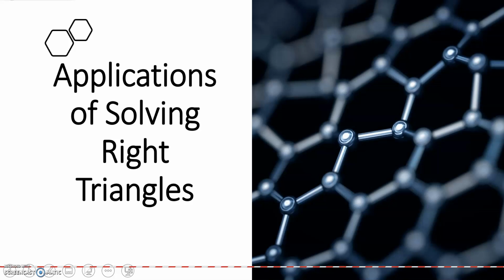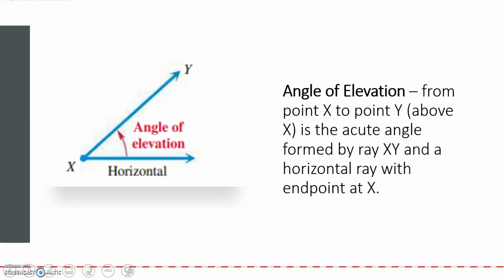But before we look at some examples, there are two terms that we need to know that are usually used a lot in solving right triangles. And the first one is the angle of elevation. This is basically from a point X to a point Y. It forms the acute angle by ray XY and a horizontal ray with endpoint X.